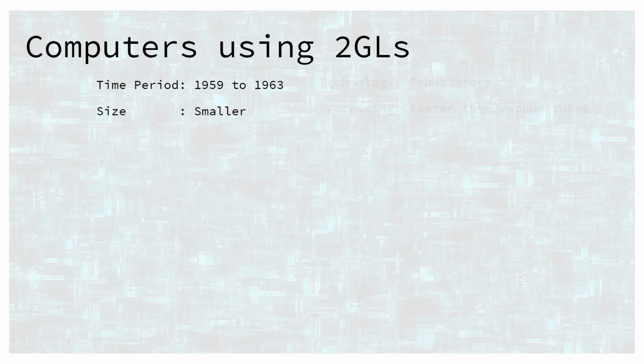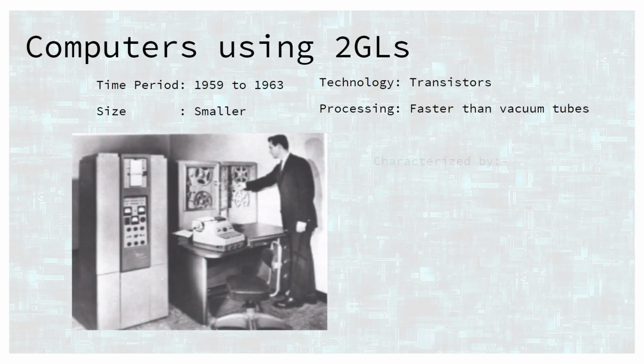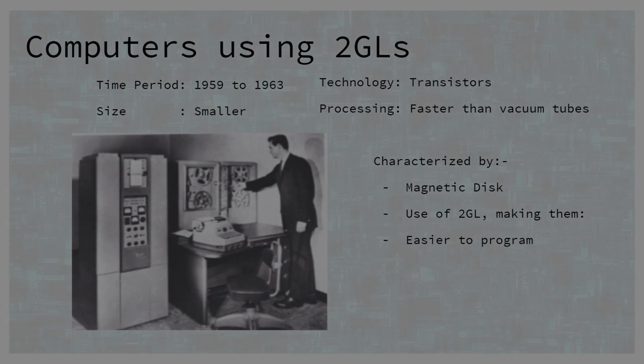Computers using 2GLs were in the 1950s and 60s. They were smaller than first generation computers. As you see, again, the computer's quite small. This is because the technology used was transistors instead of vacuum tubes. We started to use magnetic disks, and second generation languages made them easier to program.